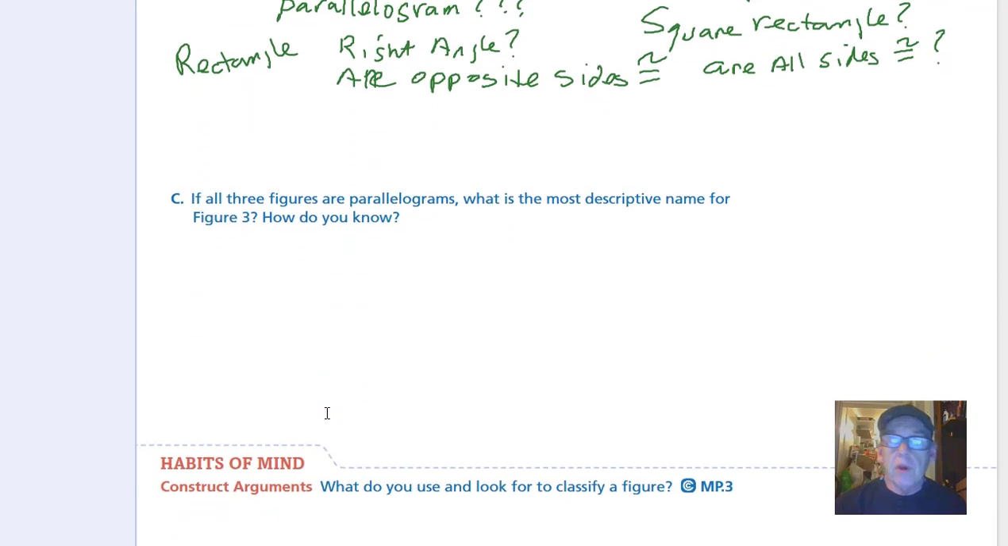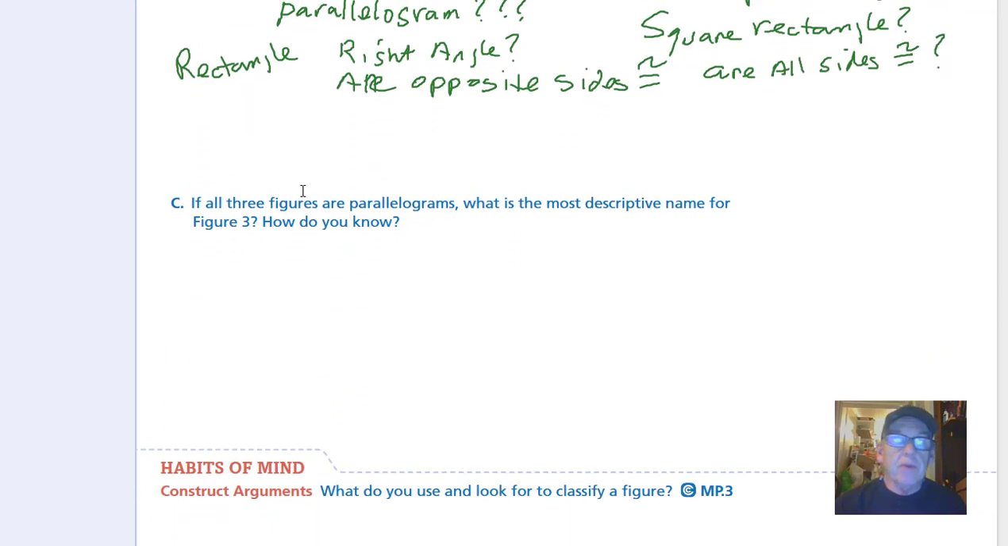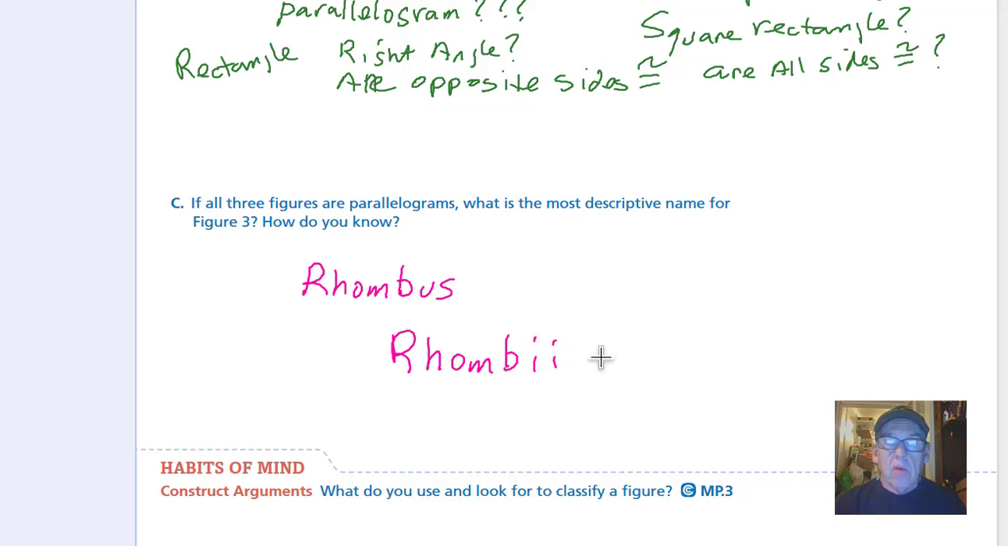If all three figures are parallelograms, what's the most descriptive name for figure 3? Okay, figure 3 we call a rhombus. And the plural might be rhombi. Rhombi are parallelograms with all sides congruent.